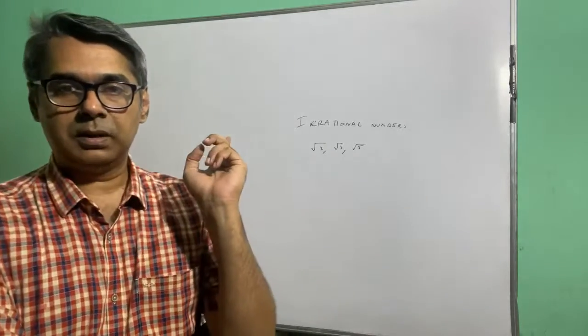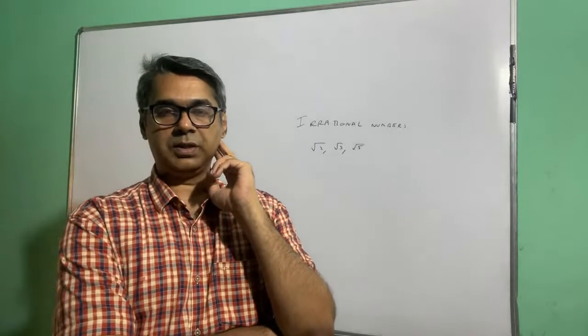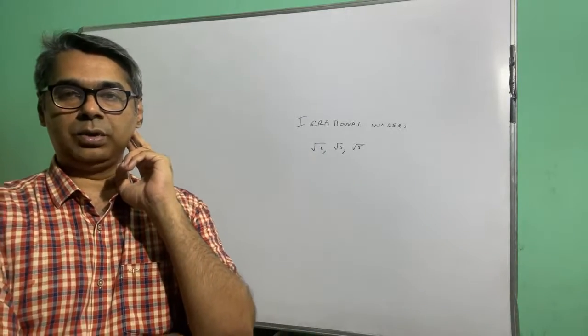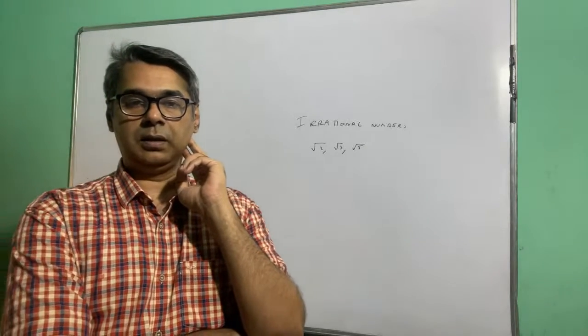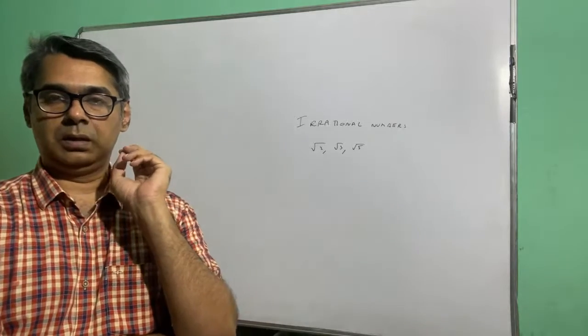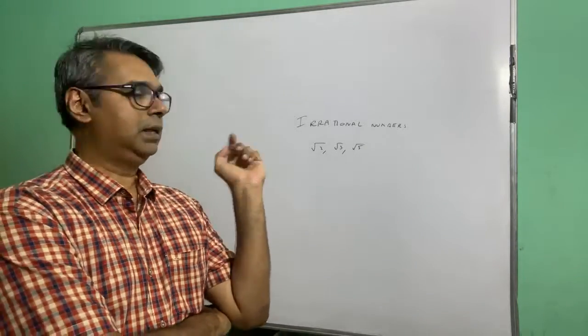We are continuing with the same chapter, rational and irrational numbers. Now these numbers, root 2, root 3, root 5, are irrational because if you try to calculate them in decimal representation, you will get a non-terminating decimal which is not recurring. So they are all irrational numbers.